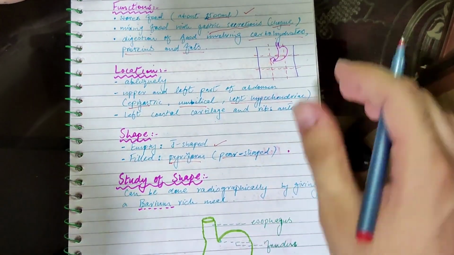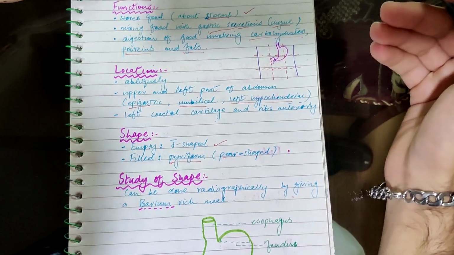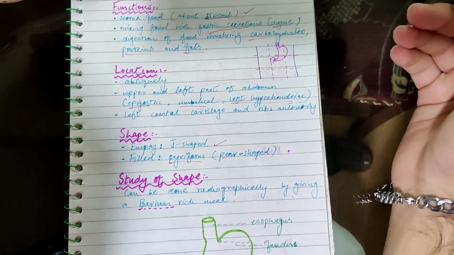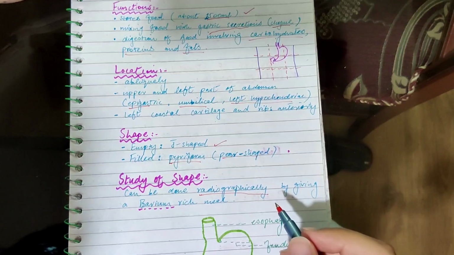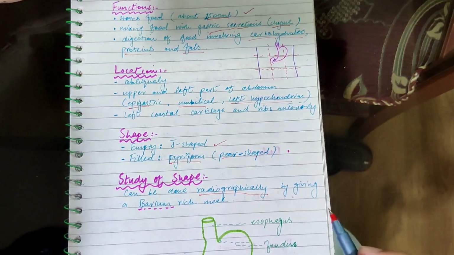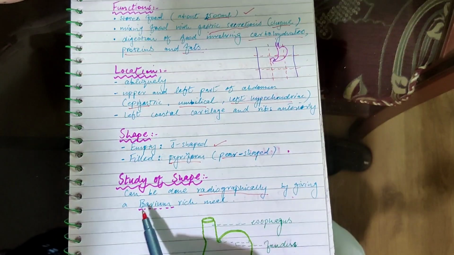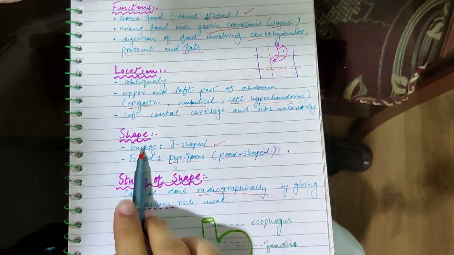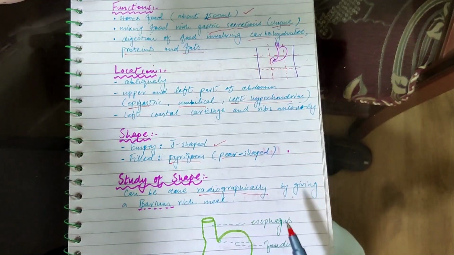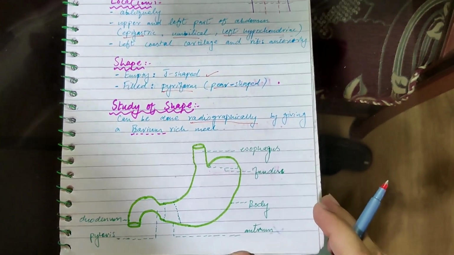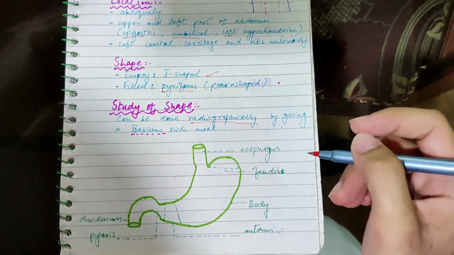So how do we know the shape of the stomach of a living person, when it is filled and when it is empty? We use a radiograph method, which involves giving the patient a barium rich meal. When we do the radiograph, we see that the shape of the stomach is either J-shaped or piriform shaped, meaning pear-shaped. I have given a diagram in which the parts of the stomach are shown clearly.